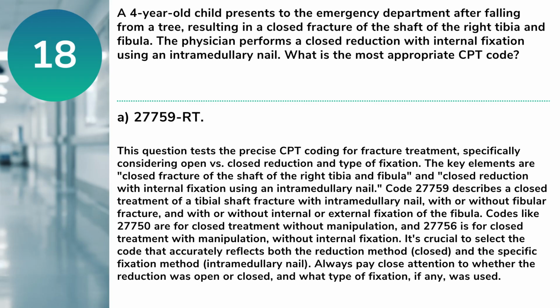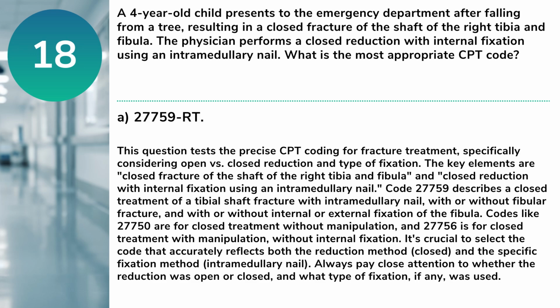Answer: A. 27759 RT. This question tests the precise CPT coding for fracture treatment, specifically considering open versus closed reduction and type of fixation. The key elements are closed fracture of the shaft of the right tibia and fibula and closed reduction with internal fixation using an intramedullary nail. Code 27759 describes a closed treatment of a tibial shaft fracture with intramedullary nail, with or without fibular fracture, and with or without internal or external fixation of the fibula.